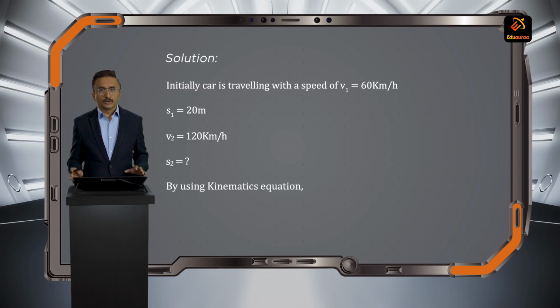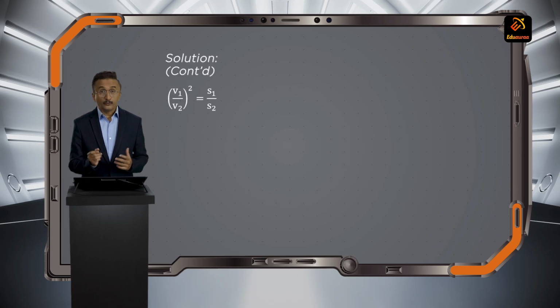What is the kinematic equation? V square is equal to U square plus 2as. Okay. Now in both the cases, the final velocity is 0. So I can say the stopping distance and the initial velocity, they are directly proportional. But it is the initial velocity square that is directly proportional to S. So now I can say V1 square upon V2 square is equal to S1 upon S2.